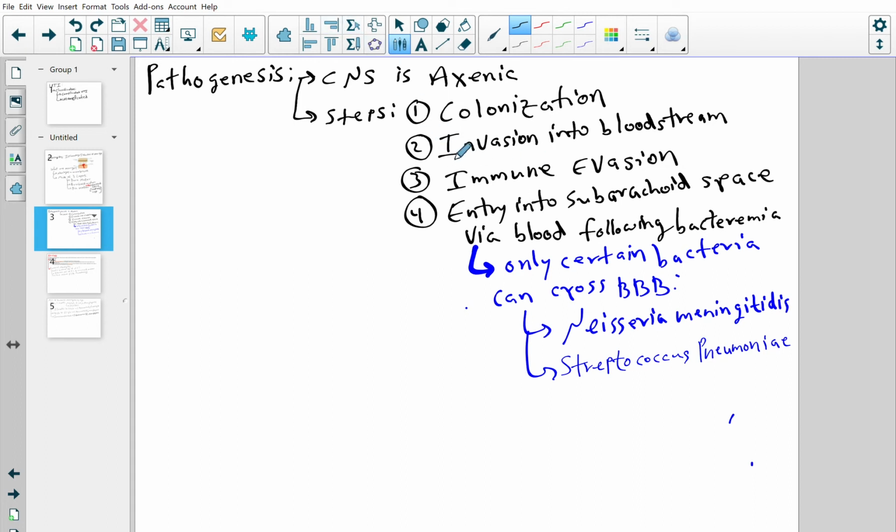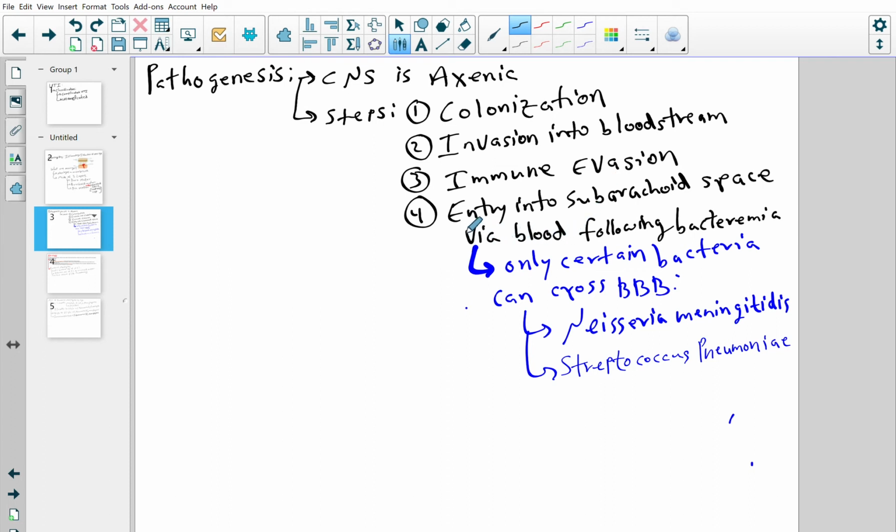This is followed by invasion into the bloodstream. So the pathogens enter the bloodstream, followed by immune evasion. That means that through evasion of our immune system, the pathogen is able to survive in the bloodstream.